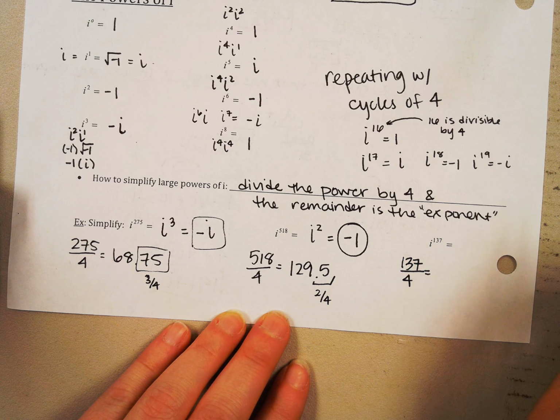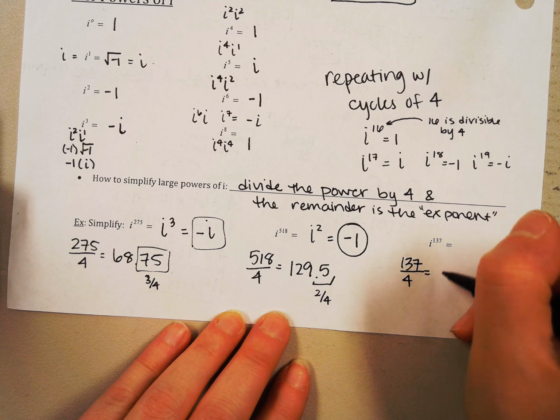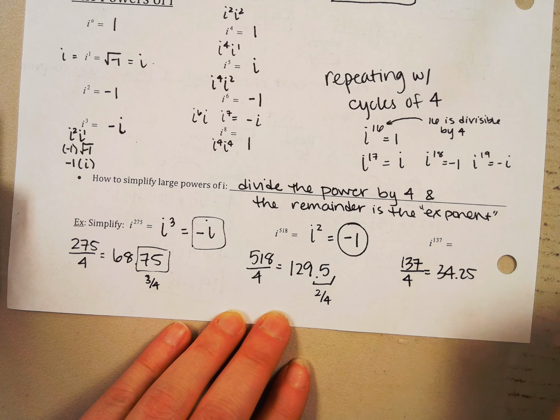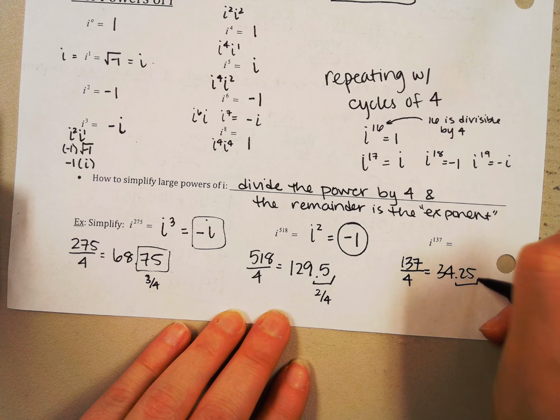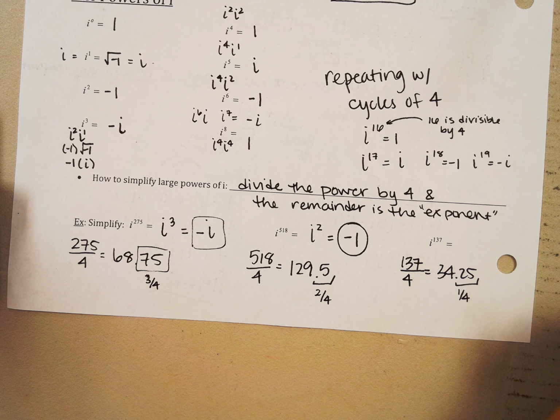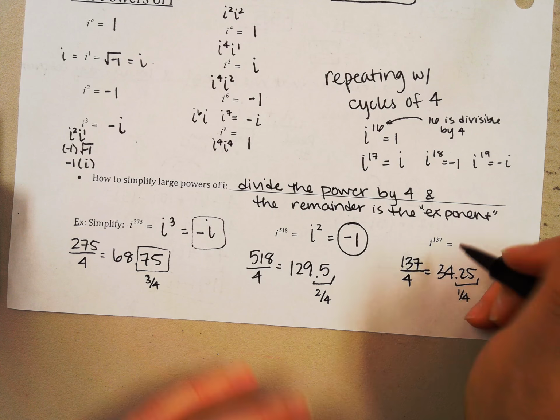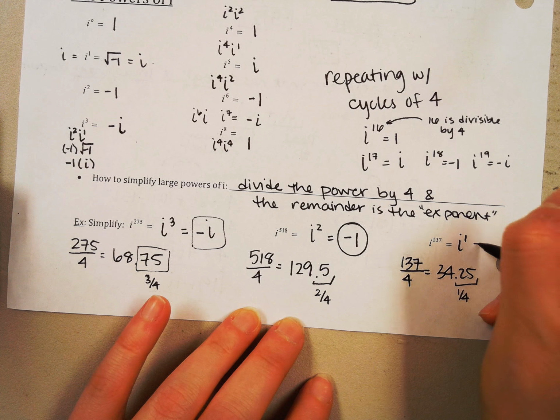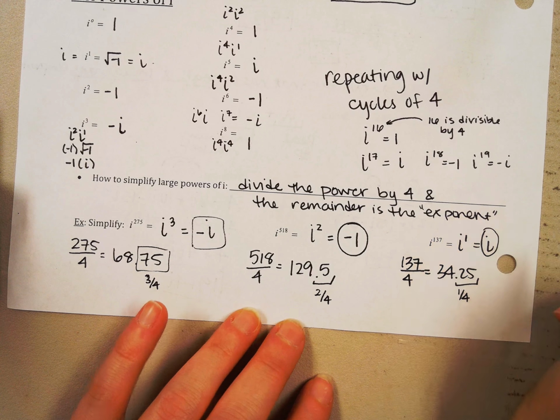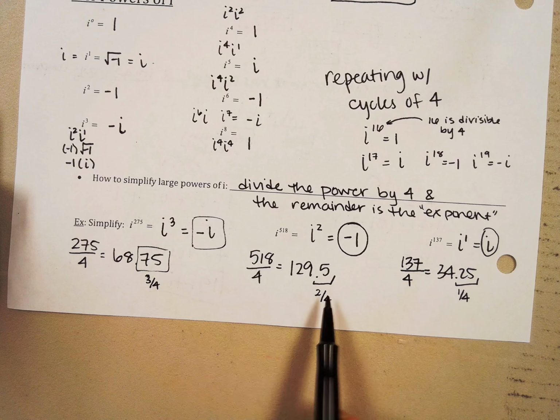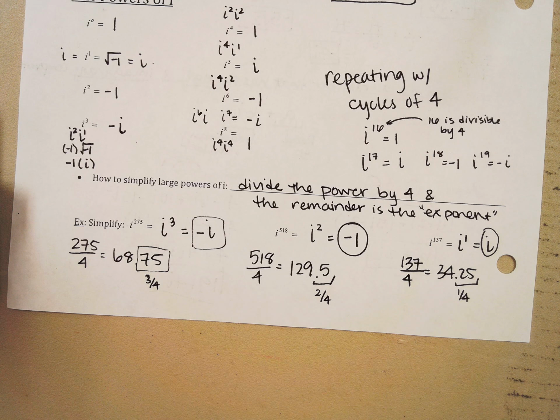Again, last time, if we take 137 and divide it by 4, this time we get 34.25. That 25 means that we are 1/4 of the way through our cycle. So if we're starting at 0, 1/4 would be i to the 1st power, which is just i. So this fractional part becomes our new exponent, and then we can simplify from there.